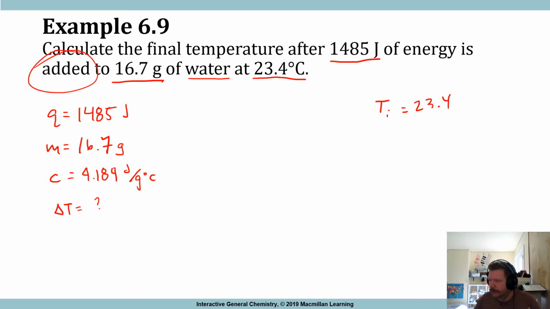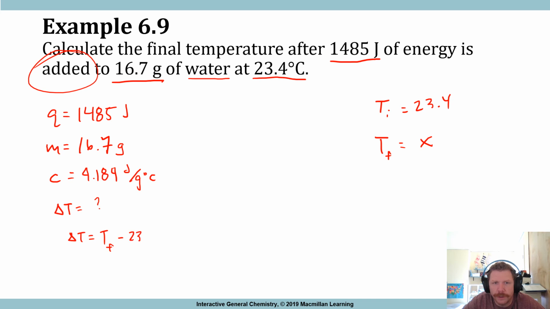Okay, well, our final temperature is going to be higher because the energy is added to our water. So I'm going to say T sub F equals X. Now, for change in temperature, I'm going to say delta T is equal to T sub F minus 23.4. My final temperature subtracted from that is my initial temperature, which will give me my change in temperature. Now that's what I need to figure out.